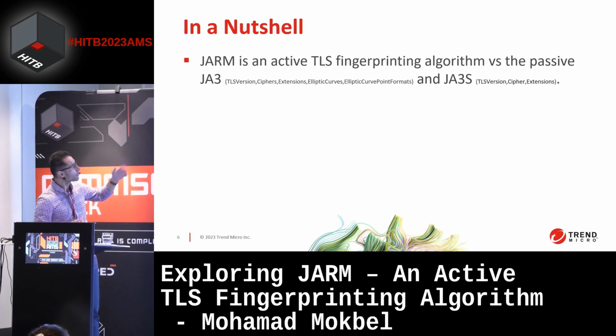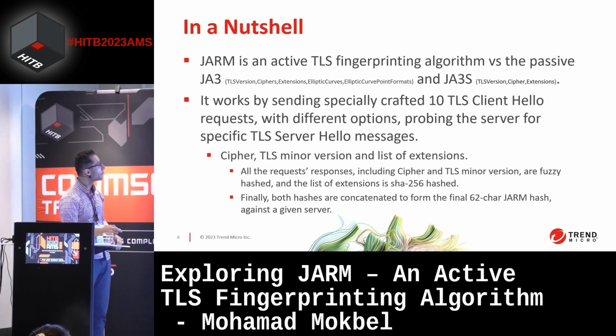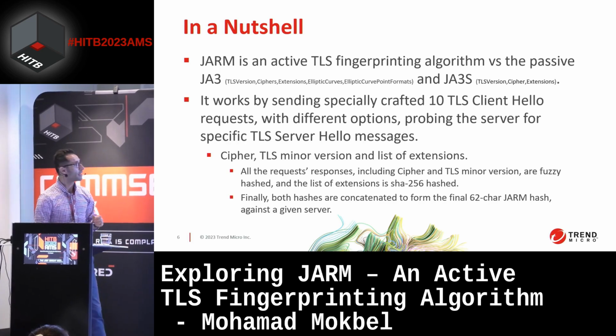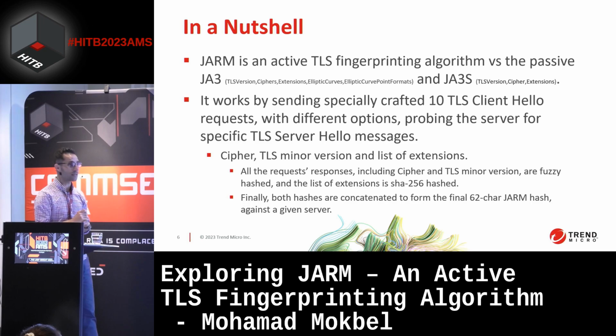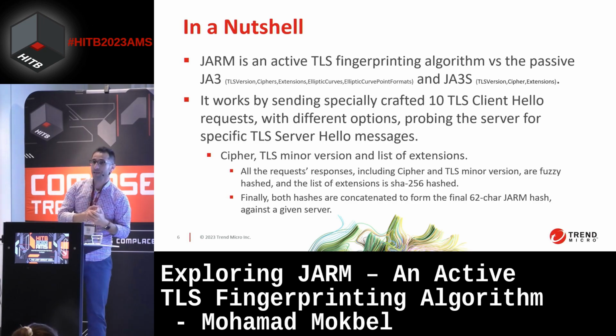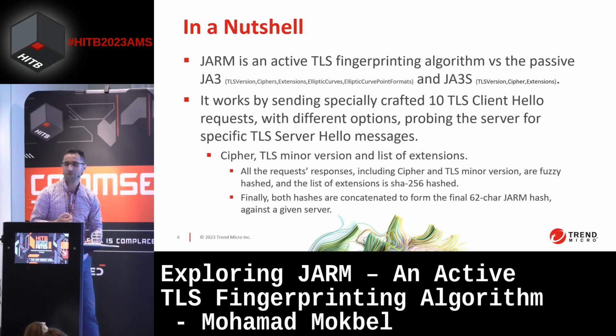Now, going back to JARM, JARM is different from GA3. GA3 is passive. JARM is an active fingerprinting algorithm, meaning you construct specially crafted TLS client hello requests. So JARM works by sending 10 specially crafted TLS client hello requests, and each of the requests contains different options. It's meant to interrogate the server, to see how it responds to each of those client hello requests. So if you send something valid, invalid, you change the order of the parameters, how would the server react to these changes?